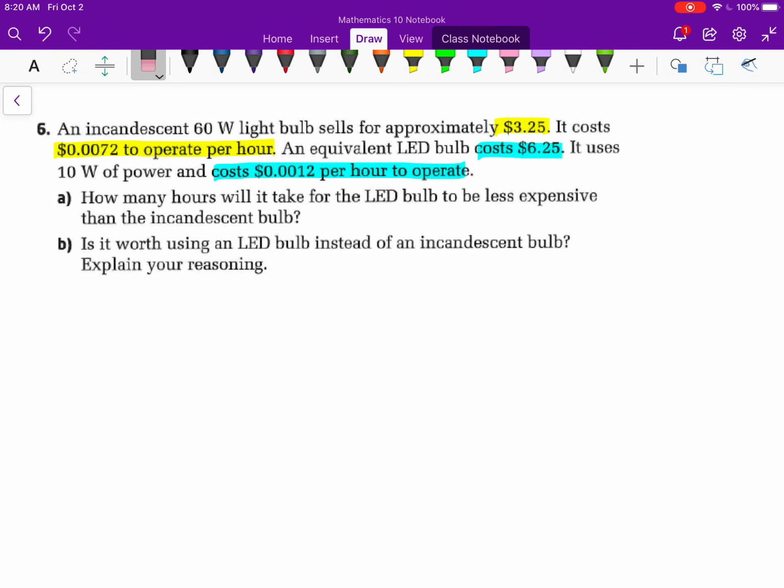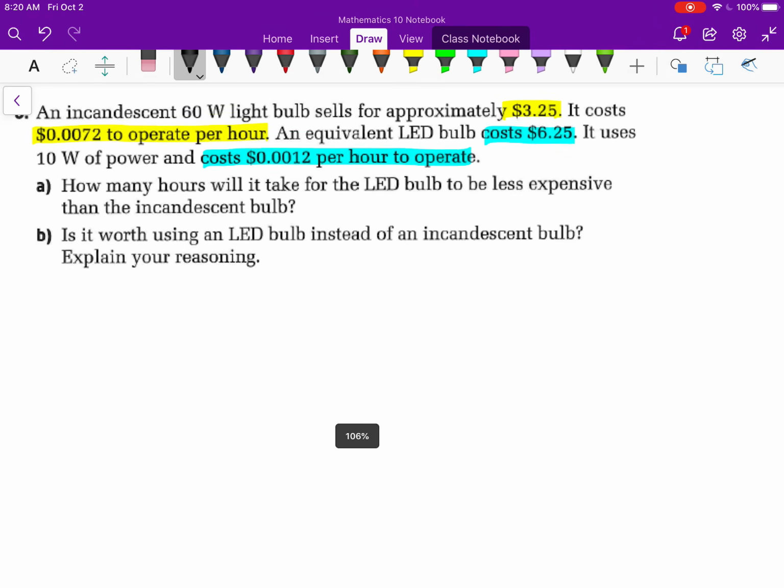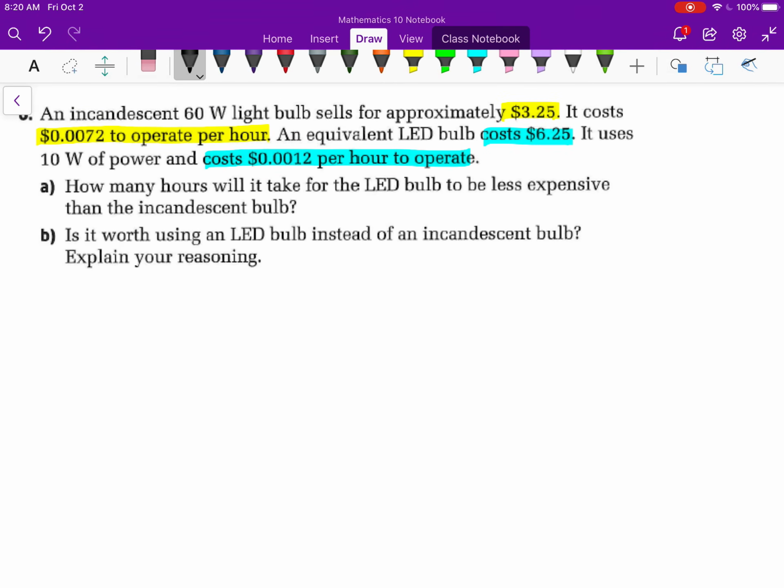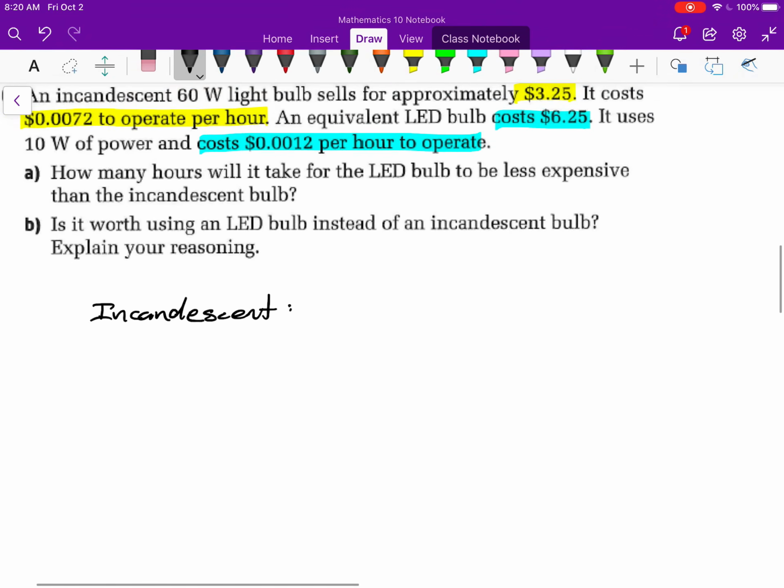And so let me create equations for cost and time. First let me look at the LED bulb. Actually, I'll look at the incandescent first. I'll try to spell this right. All right, the incandescent bulb. The cost of it, it tells you, is $3.25, but you're going to use it, I presume. So plus $0.0072 per hour. So I'll say times T for time.